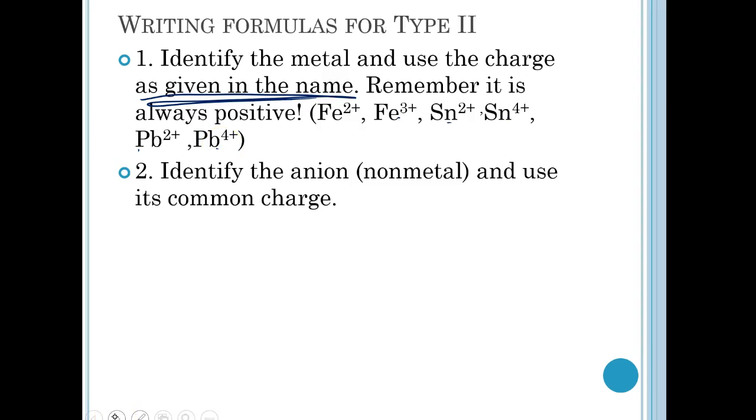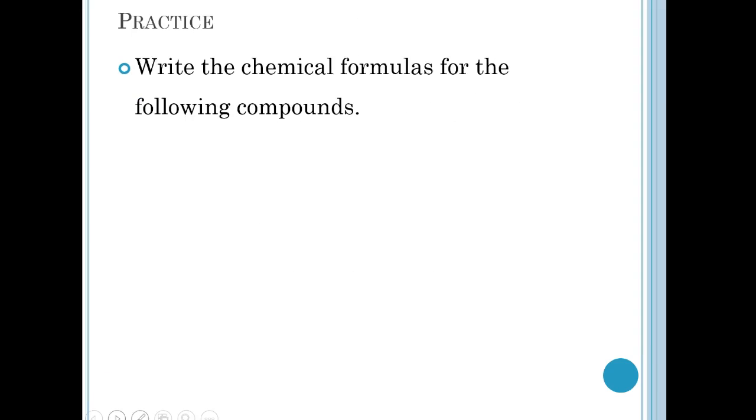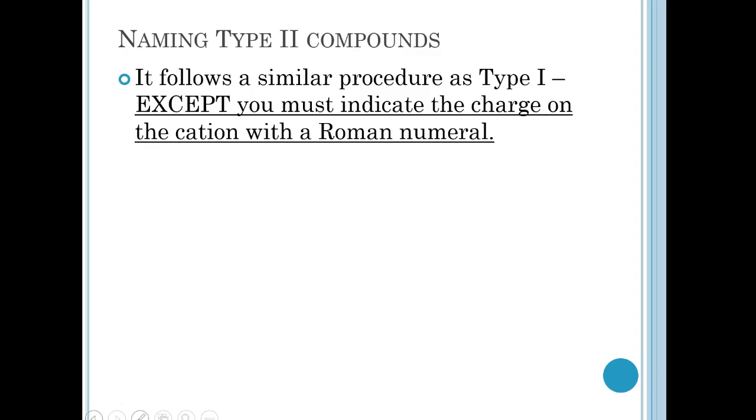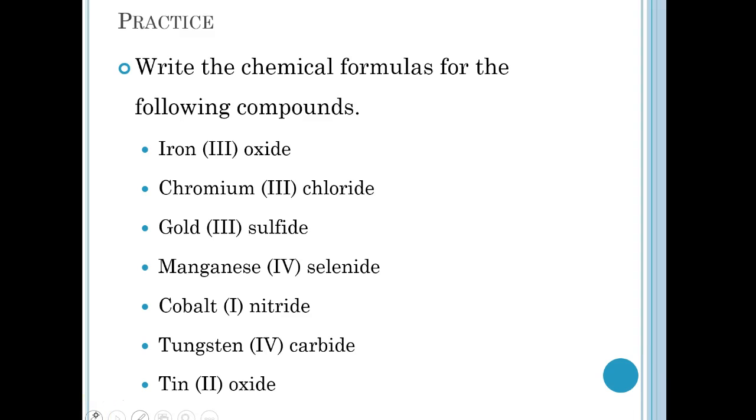And then you identify the anion and use its common charge, because it will have its common charge. And then all you do is drop and swap, and then simplify if possible. So I'm going to have some practice ones here. Notice how all of these have Roman numerals on them. Is there any more? Nope, that's it. Okay. So copy them down.